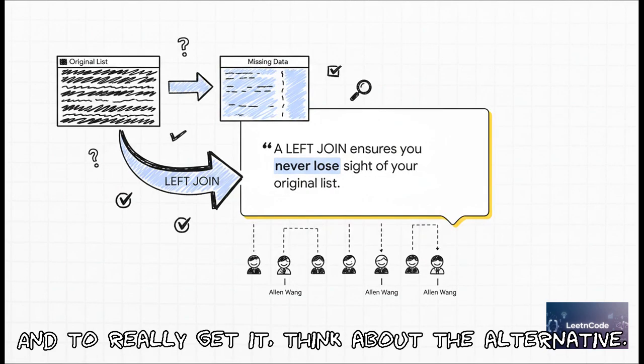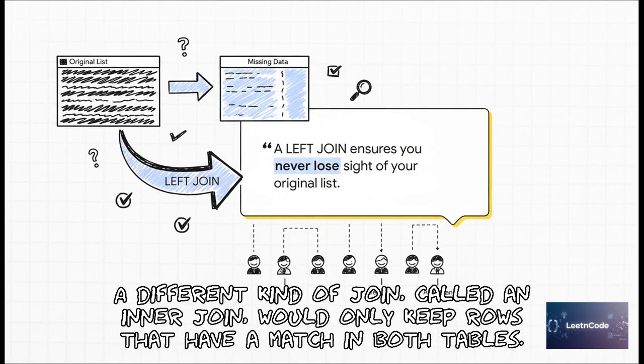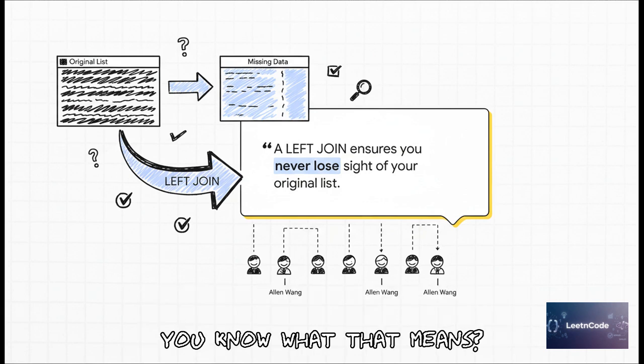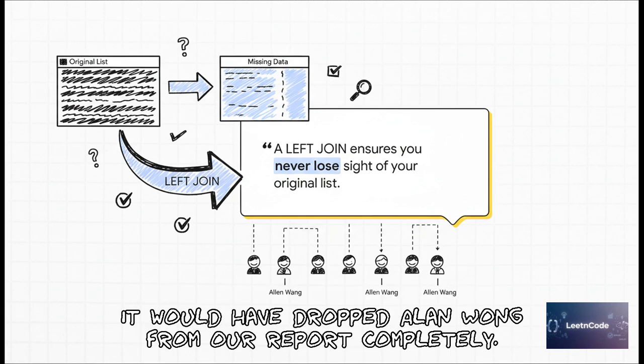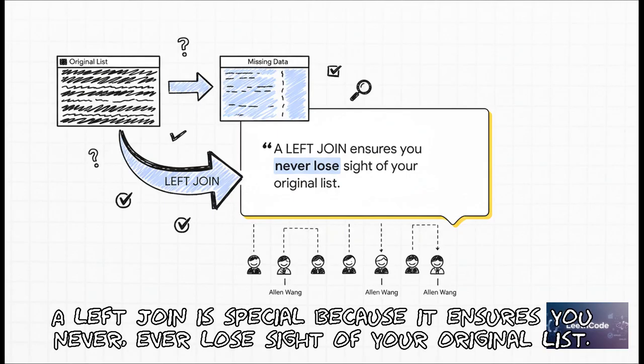And to really get it, think about the alternative. A different kind of join, called an inner join, would only keep rows that have a match in both tables. You know what that means? It would have dropped Alan Wang from our report completely. A left join is special because it ensures you never, ever lose sight of your original list.